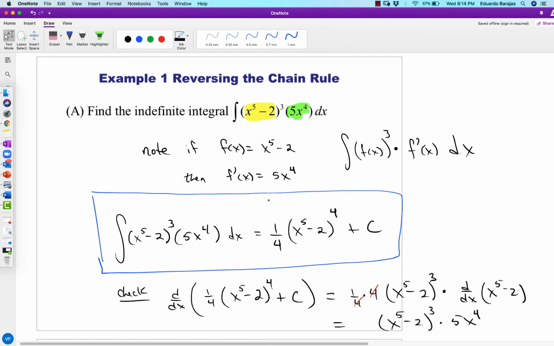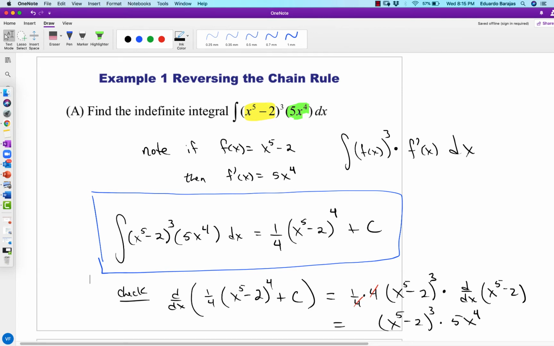Okay, so the hard part is just recognizing the pattern, identifying that this is what's going on, that if we think of it as an f of x raised to the power of 3, the derivative of f of x is right there, multiplied right next to it. And if it wasn't there, then life would be more complicated, right? And we need it to be exactly its derivative.